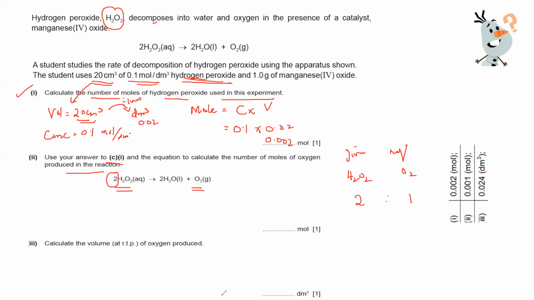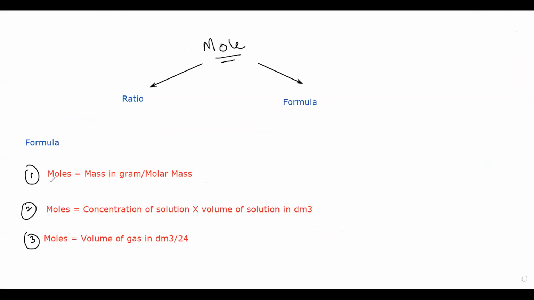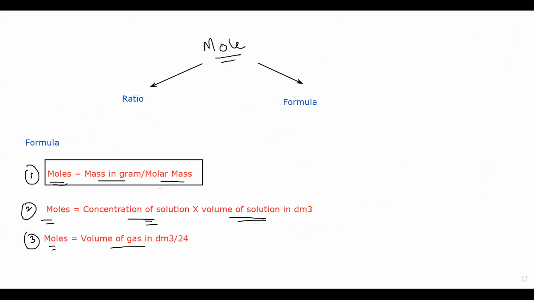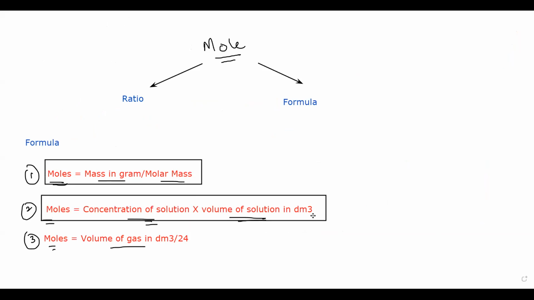There are 3 formulas related to moles. Number 1, if you want the moles, it is mass in gram divided by molar mass. Number 2, it is concentration of a solution multiplied by volume. And number 3 is the volume of a gas in dm cube divided by 24. These are the 3 formulas which you have to learn or memorize related to moles.